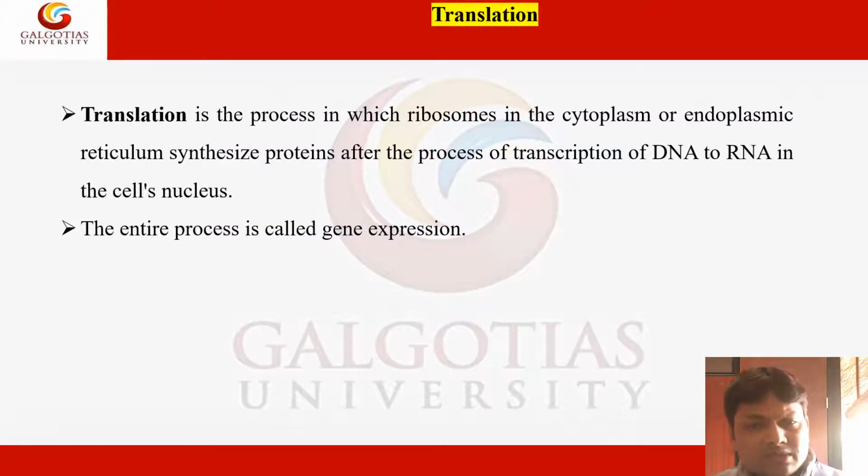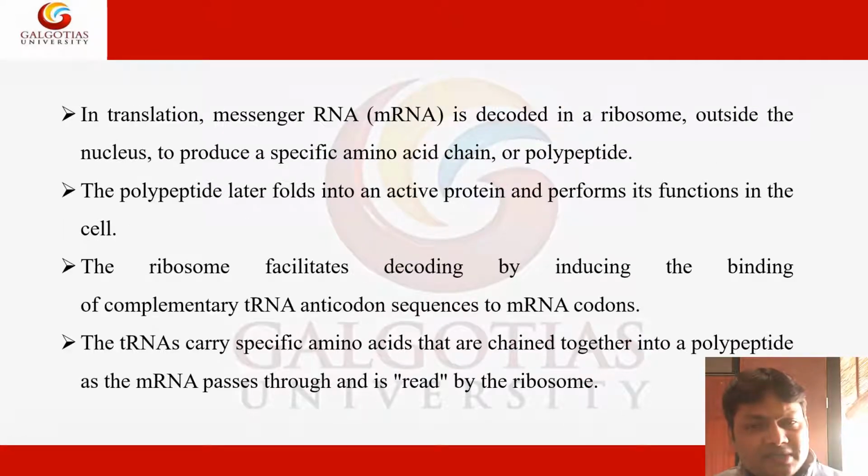This is the process in which the ribosomes in the cytoplasm or the endoplasmic reticulum synthesize proteins after the transcription of DNA to RNA inside the cell nucleus. The whole process is called gene expression. In translation, the mRNA is decoded in the ribosomes outside the nucleus and produces a specific amino acid chain. The polypeptides later fold and convert into complete functional proteins.